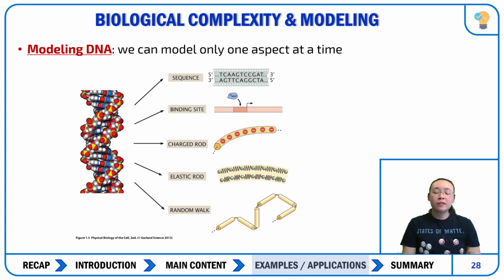The next few slides are basically just going to go through different ways of modeling different macromolecules. We have DNA here, and we can only model one aspect at a time. For example, we can model it as a sequence. This is something you're probably familiar with if you've taken molecular bio. You also have binding sites, so you can model it through that. Some of the more physical models for DNA include modeling it as a charged rod, because it's so negatively charged, you can model it as one rod of negativity. You can also model it as an elastic rod because it does stretch and compress. And of course, you can model it as a random walk chain, which is something we'll be looking at as well.